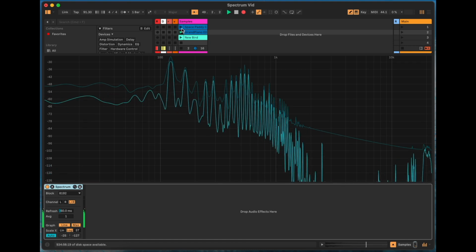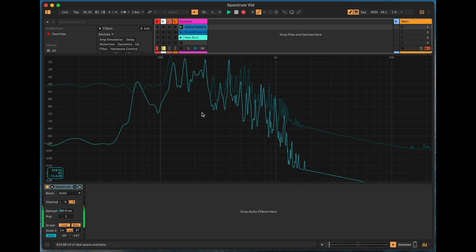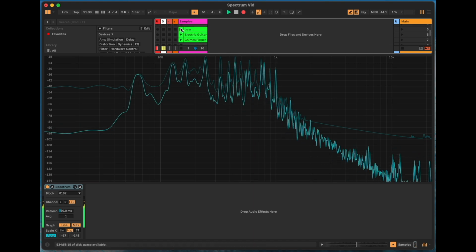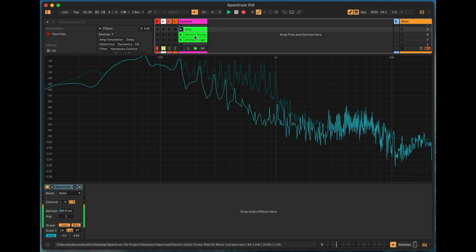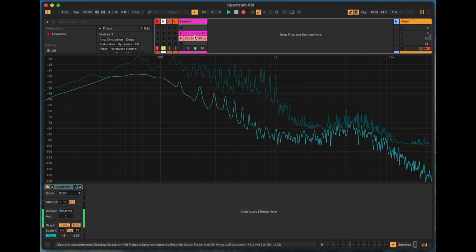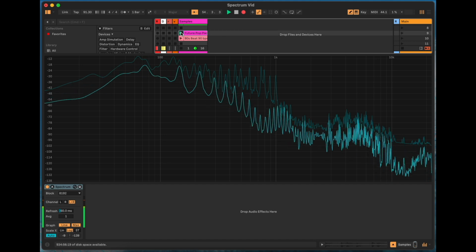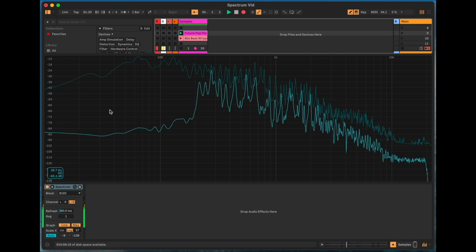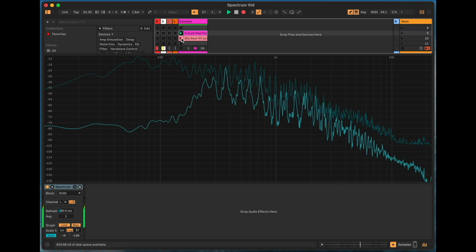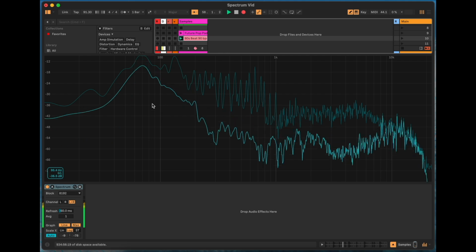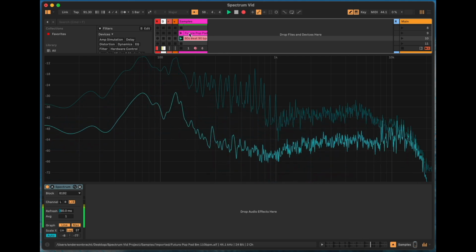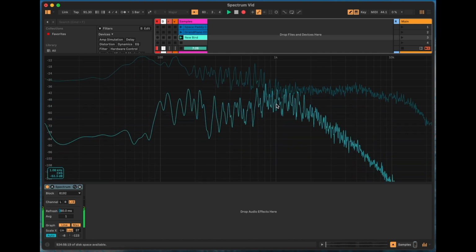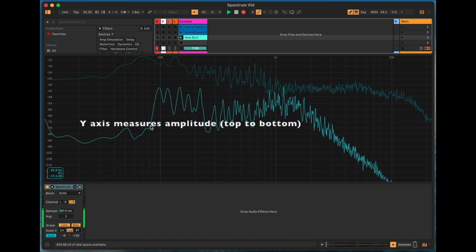Sound is made of frequencies. Different sounds contain different sets of frequencies. A sound's frequency content can change over time. What we are looking at in this window is the frequency spectrum of sound that is happening at a particular point in a sound that is playing into Spectrum. You can see in the window that there are vertical lines and horizontal lines. These lines represent sound's frequencies and the amplitude of those frequencies.